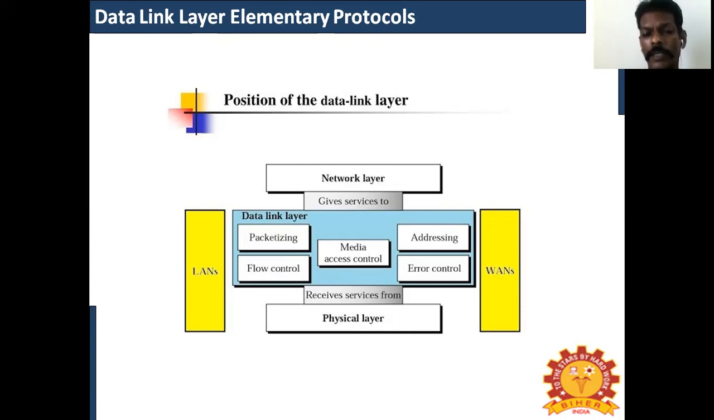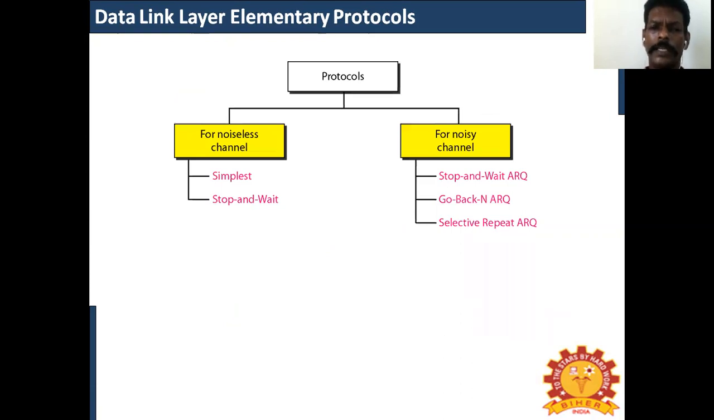After that, in the case of addressing, we are using the addressing called media access control. And then the data link layer gives the services to the network layer, which is the next layer in the OSI reference model. So in the data link layer, flow control, error control, addressing, and packetization are the main duties.